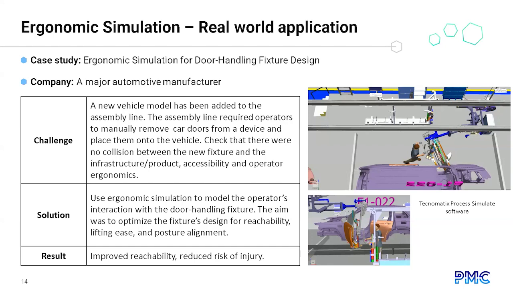So as a result of using the simulation, this showed us an improvement in reachability and a reduced risk of injury. Here on the right side, you can see we have two images here. And for this particular study, we used Process Simulate Human software from Siemens Tecnomatix platform.